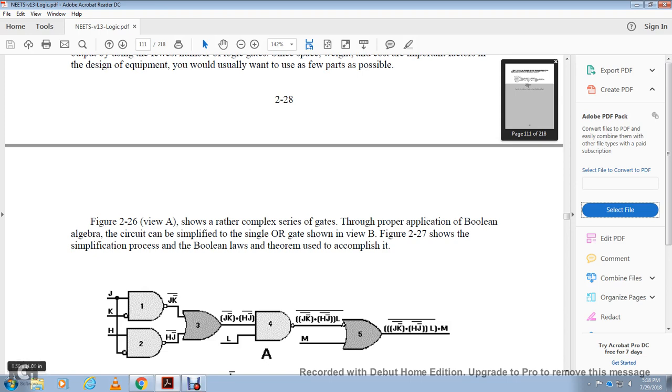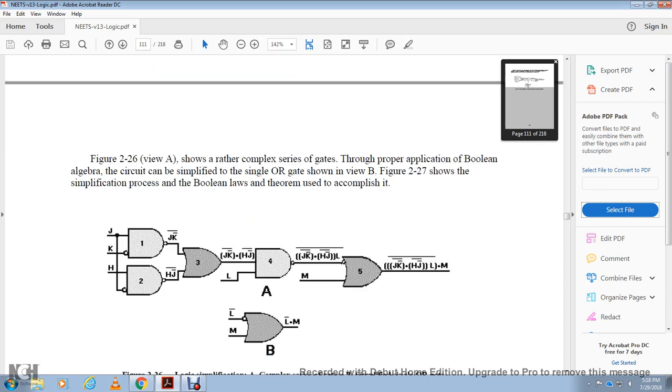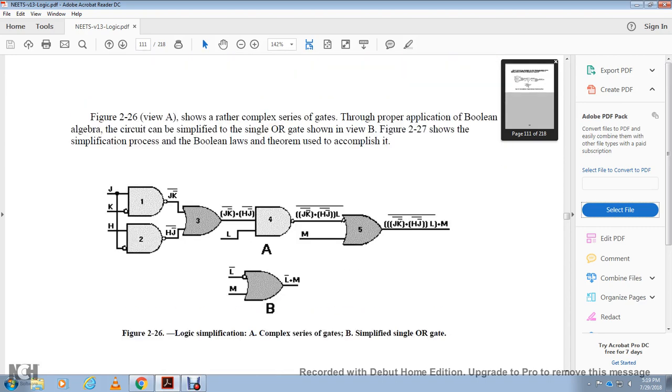Here you have J, K and X and H in an AND gate, Boolean J and Boolean K, H and Boolean H, double Boolean K, and OR gate 3 with J, Boolean J, double Boolean K over the Boolean times plus H Boolean times Boolean J. Gate 4 has another input called 4, and then you'd have, this is a logical simplification. A is the complex series of the gates. B is a simplified single AND OR gate.